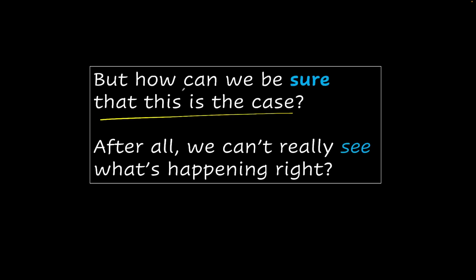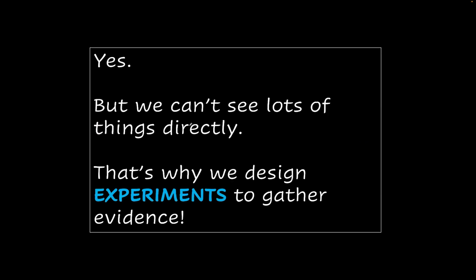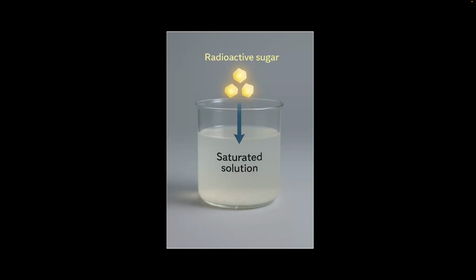But how can we be sure that this is the case? Because we can't really see what's happening, even with a very, very powerful microscope. Yes, but we can't see a lot of things directly. You can't see gravity, can you? That's why we design experiments to gather evidence. And that's how science works. We can't see things with our eyes, but we can observe them indirectly through experimentation and thought. And that's sometimes better. So in this case, we design an experiment using radioactive sugar and we put that into a saturated sugar solution. And that gives us a very important clue.